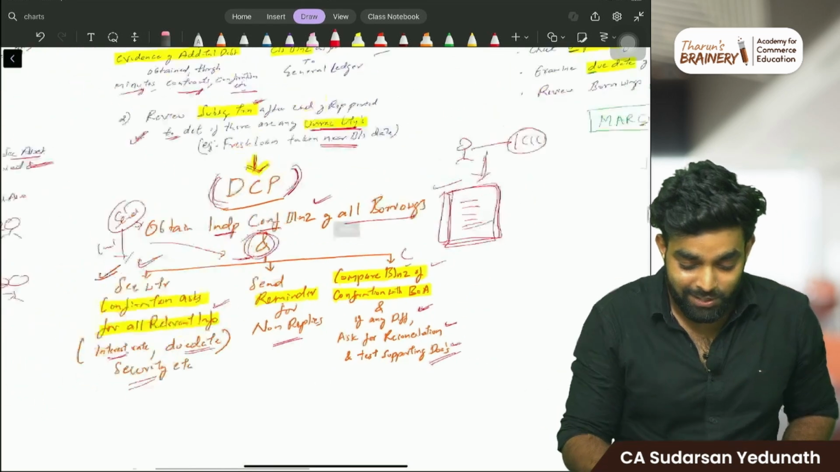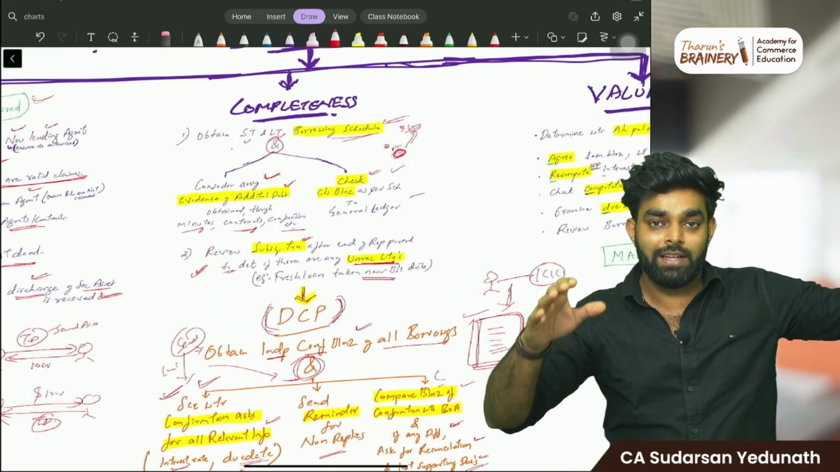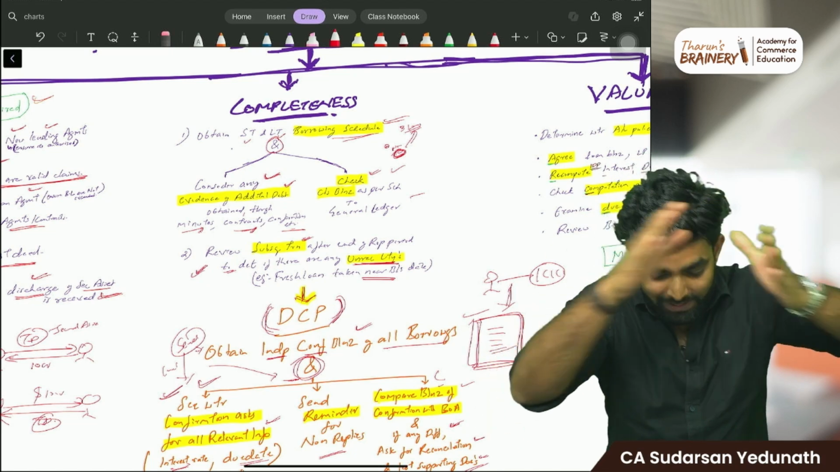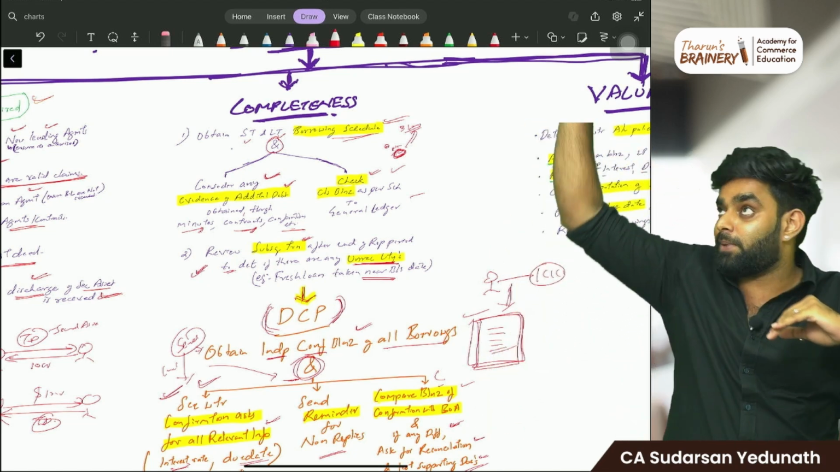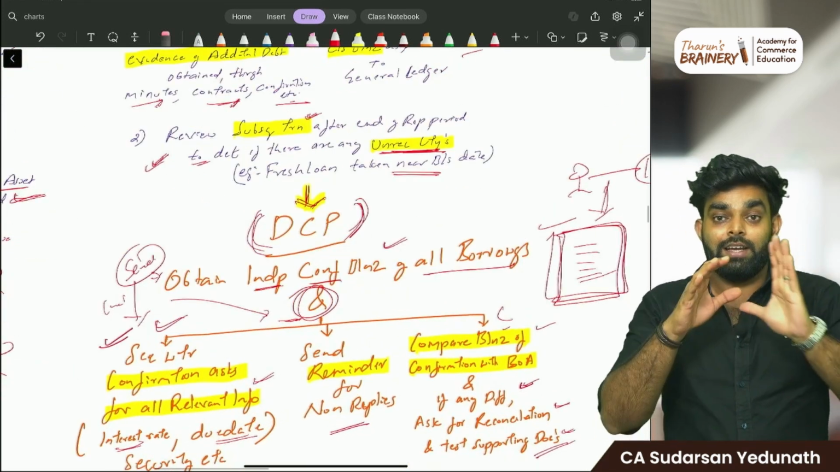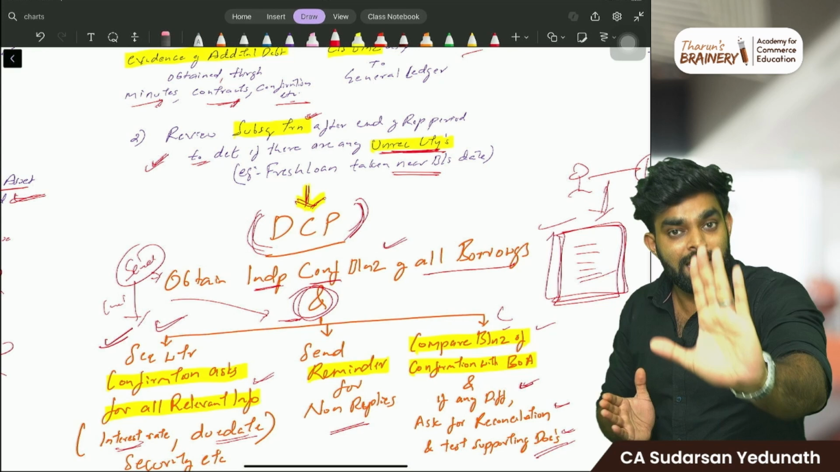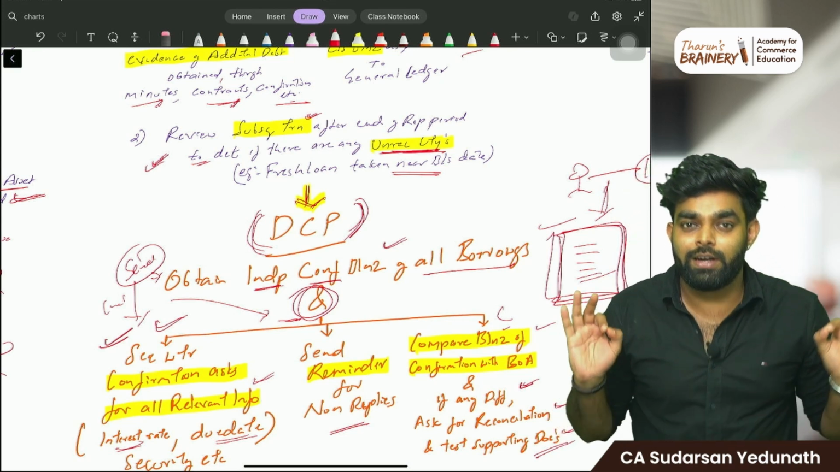Got it, right? So to check the completeness, obtain a short-term and long-term borrowing schedule, then see whether there is any evidence of additional debt, then check the closing balance as per the confirmation with the books of accounts, a confirmation to general ledger, then review the subsequent transactions that happened after the year end to see whether there are any unrecorded liabilities.